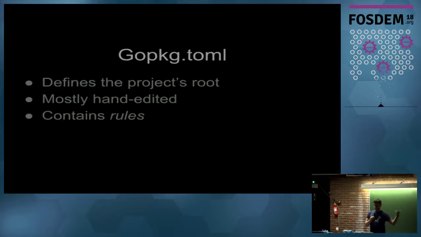The gopackage.toml file does a couple of things. One, it defines the project's root, which has two chief effects. Everything inside your GoPath has its import path determined by its position relative to the root of the GoPath. Because I just went into a directory called demo, the root import path for the project I created there is demo.